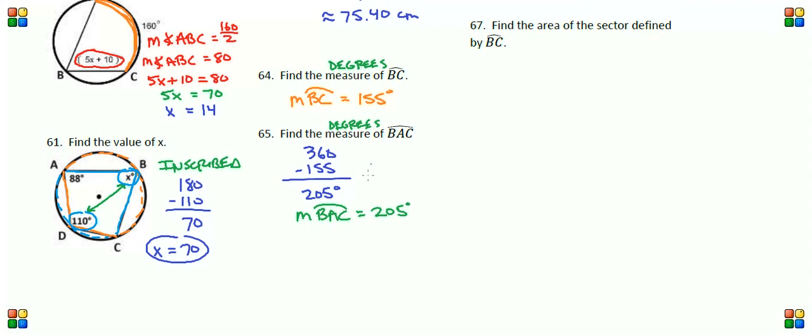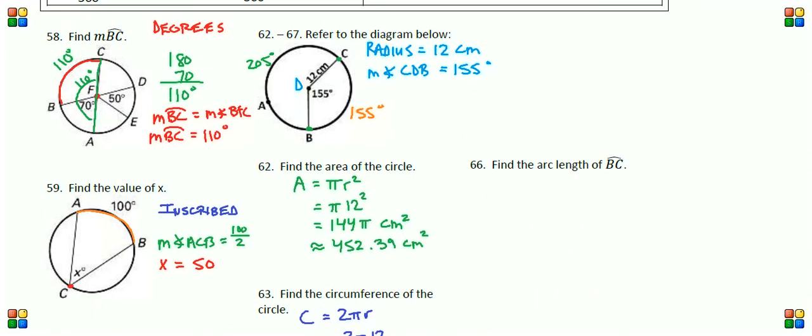Okay, in our last video, we finished question number 65. Recall that 64 and 65 were both asking for the measure of an arc, and those questions were asking for a measure which is degrees. Let's take a look at number 66.